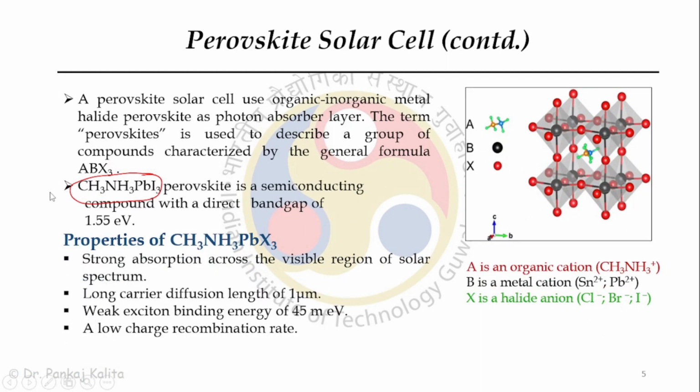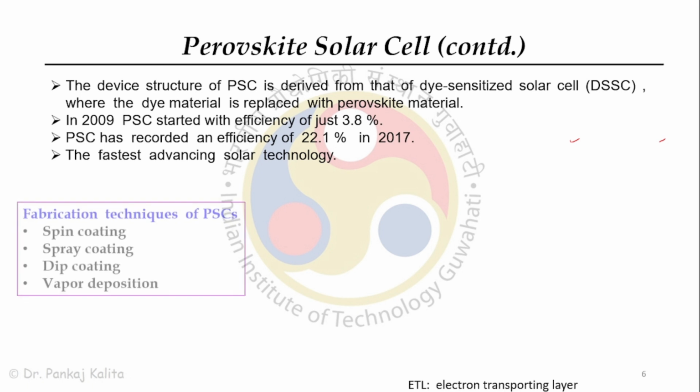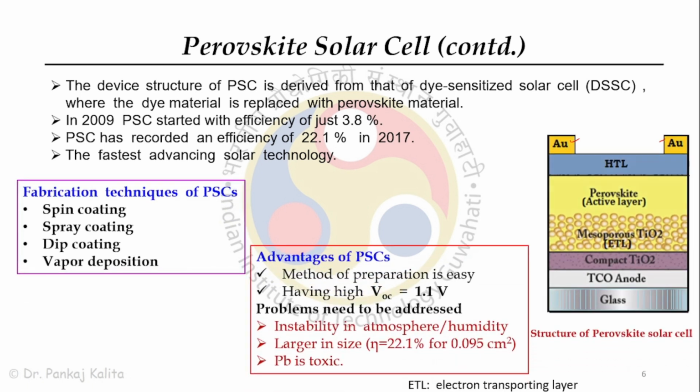CH3NH3PbI3. An interesting thing about perovskite is that this compound was generally found in the Ural mountains, near Russia. When the research was going on, they found that this can be good for producing solar energy through photovoltaic cells. So a lot of research is actually going on for perovskite based solar cells. The device structure and all those things, I don't think I have to discuss each and everything.